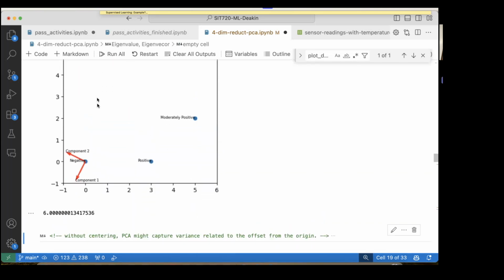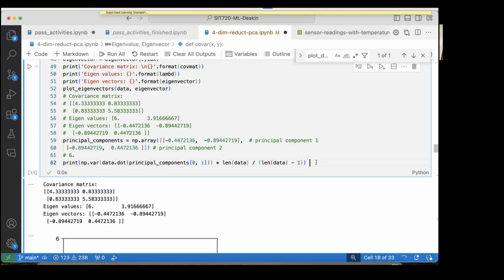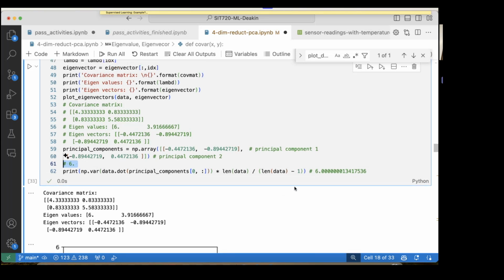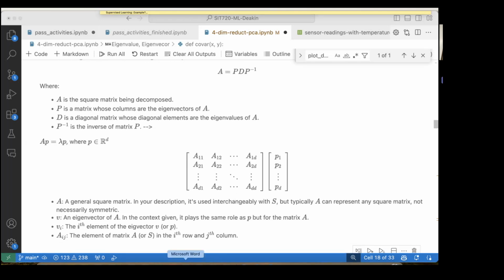You see, this is the result. It is equal to lambda. So now you have the answer. What's the lambda? The lambda is, if you use this P to transform the data, the variance of the transformed data. That's it. That's lambda. All good?